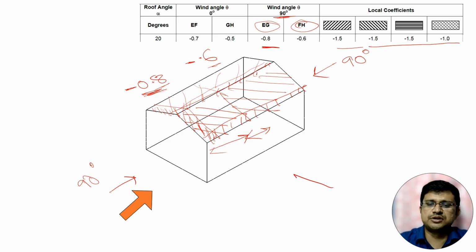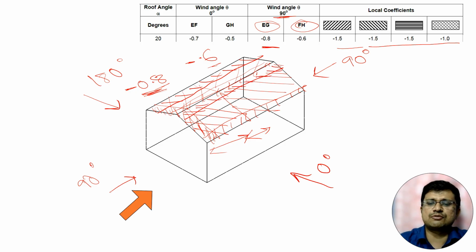Now we have considered 0 degree in this particular direction. If wind is coming from the 180 degree direction, at that time there will be local suction in this zone and here there will be local suction in this zone. So we have to consider which particular wind direction is our wind direction. Based on that we have to design.